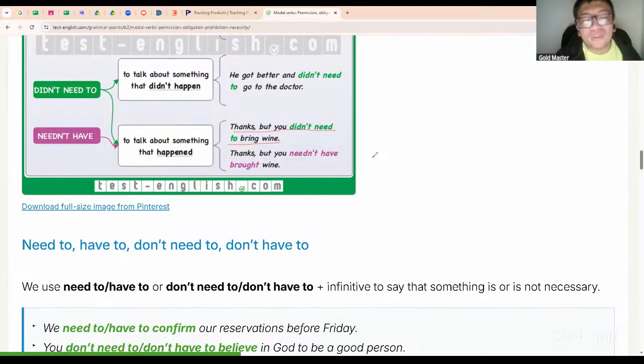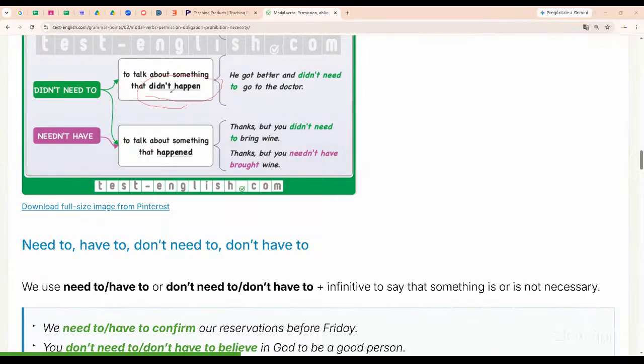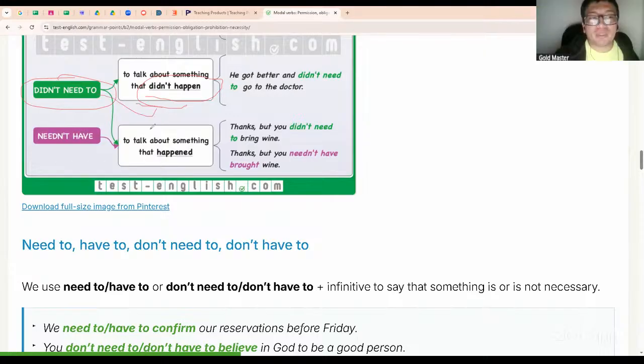O lo mismo, pueden traducirlo igual, chicos, que el didn't need to. Son lo mismo, solamente que es algo que sí pasó. En cambio, en el didn't need to is something that didn't happen, algo que no pasó. That's the difference. Didn't need to, didn't happen. Needn't have, happened. No necesitabas haber traído vino. That's the grammar structure, all right? That is it. Thank you, that's it.